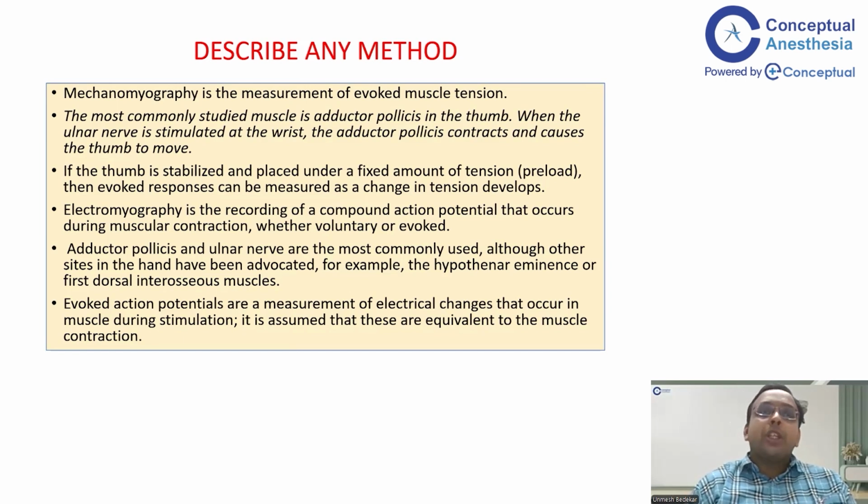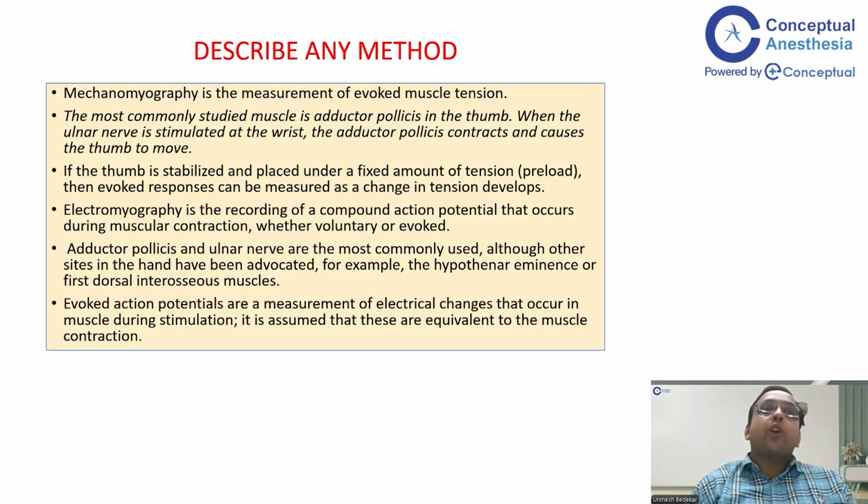Now, which nerves or which areas of the body can be used for mechanomyography? That is adductor pollicis or ulnar nerve most commonly used, but other sites like hypothenar eminence or the first dorsal interossei muscles can also be used. Now, basically, evoked action potentials are a measurement of electrical changes that occur in muscle during stimulation, and it is assumed that these are equivalent to the muscle contractions.